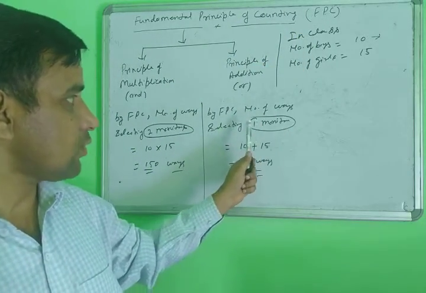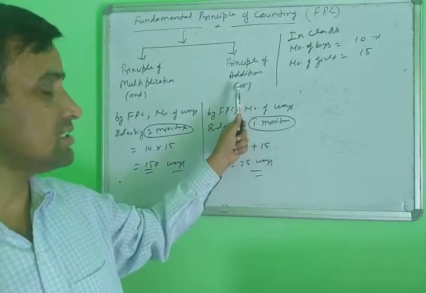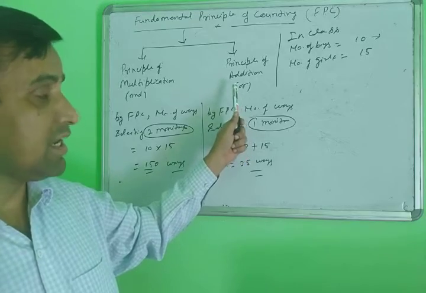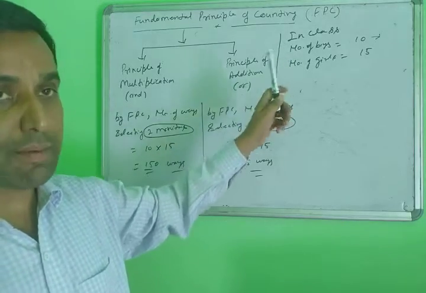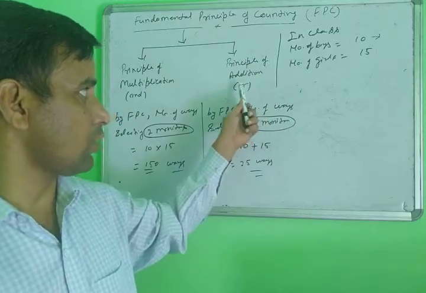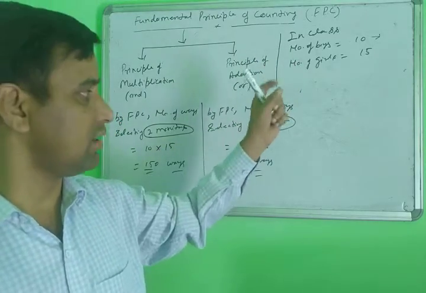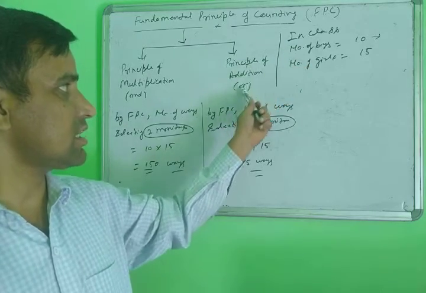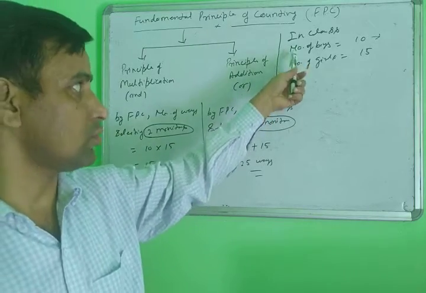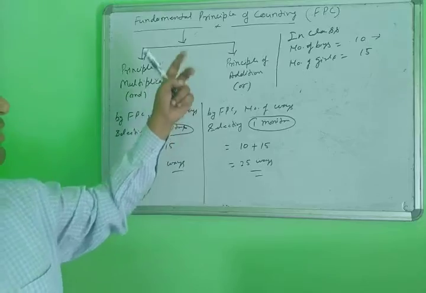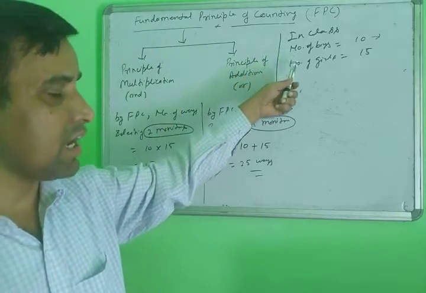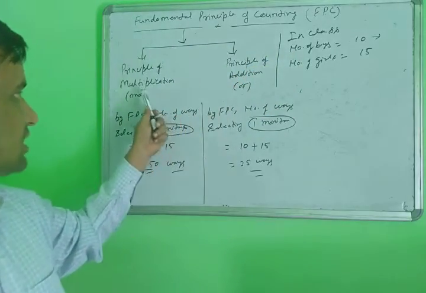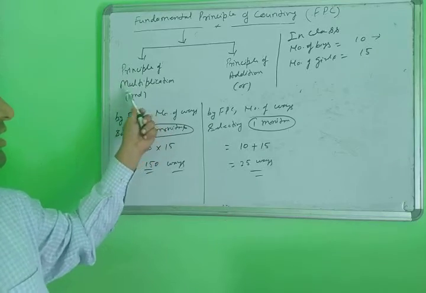Number of ways of selecting only one monitor. In this condition, independent means girls or boys, only one condition, not both. Or means only one of girls and boys, you are selecting not both. In the other condition you are selecting both. Girls or boys is a separate way.